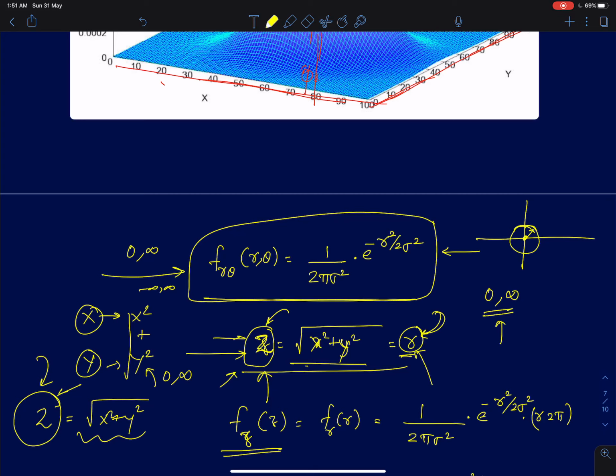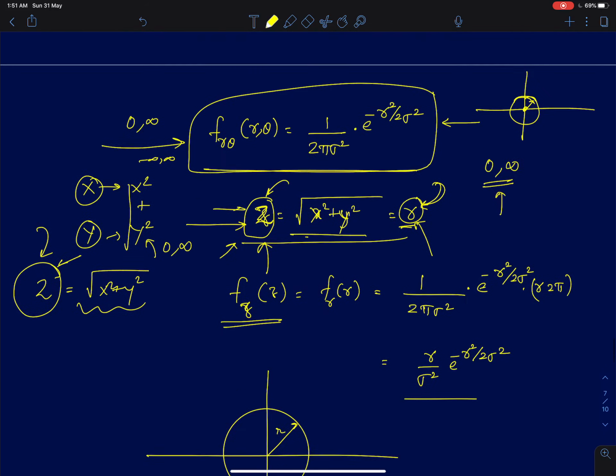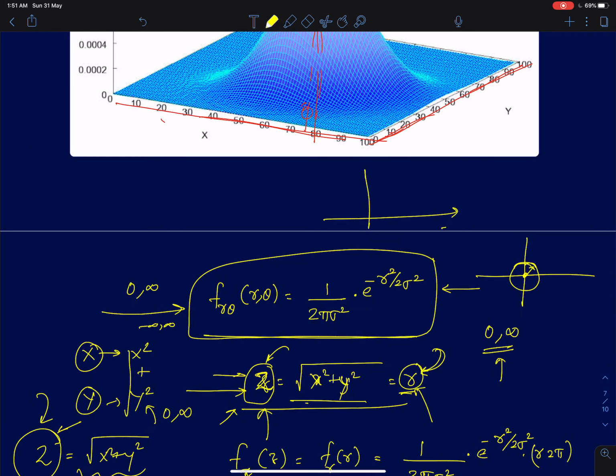So we can intuitively say that if I try to plot f z of z, it's going to start at 0. Unlike a Gaussian distribution, which is really high at 0, this new function z, which is the square root of x square plus y square, will start at 0. Because for z to be 0, both x and y have to be simultaneously exactly equal to 0. That's the only event which will give us z equal to 0, so that probability will obviously be 0.